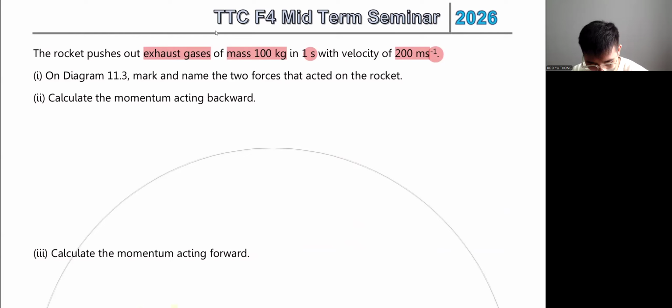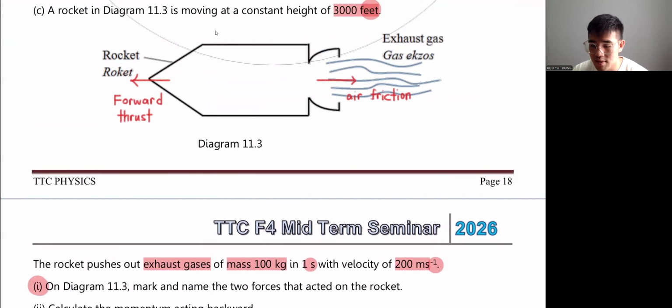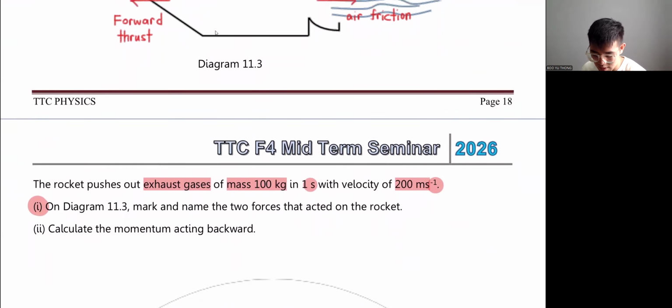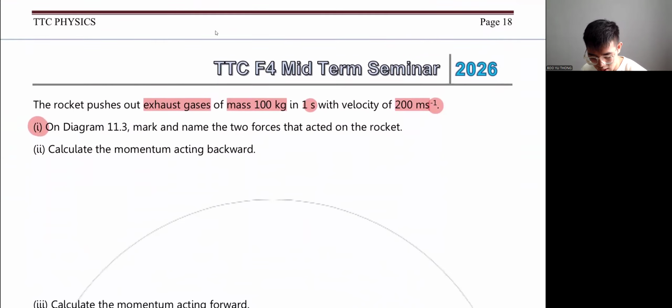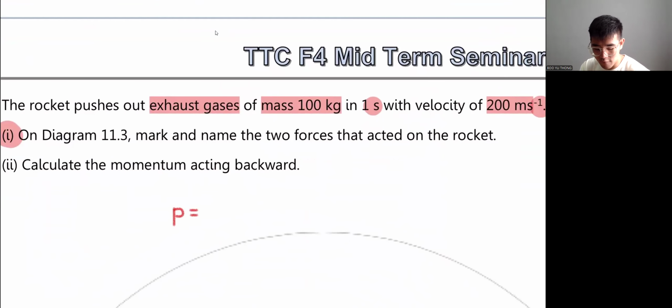You answer question one already, after you mark the arrow and also name the forces. Clear? Then question number 2 asks you to calculate the momentum of the rocket acting backward. According to the diagram, you can see the exhaust gas is acting towards the back side of the engine. So we are going to calculate the momentum of the gas expelled out from the rocket. And remember, the symbol of momentum is a letter P, small letter p, right? So please make sure you remember that.